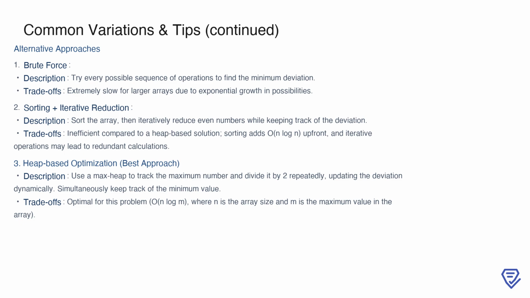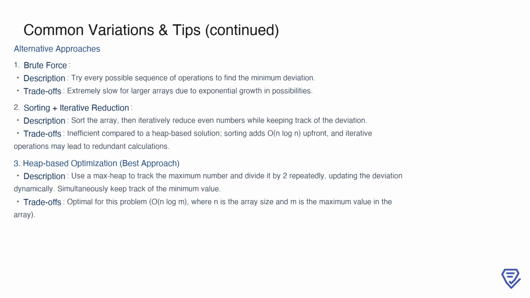In this approach, you first sort the array and then reduce even numbers iteratively while tracking the deviation. However, sorting introduces an n log n complexity upfront, and the iterative steps can involve redundant calculations, making this approach less efficient than others. The most optimal solution is the heap-based optimization.